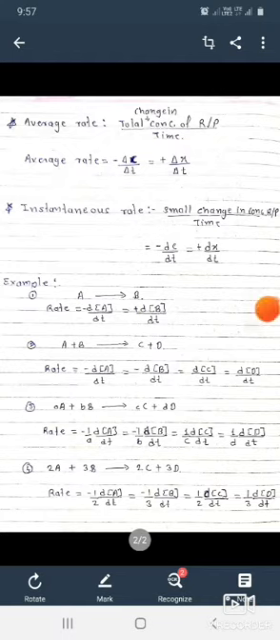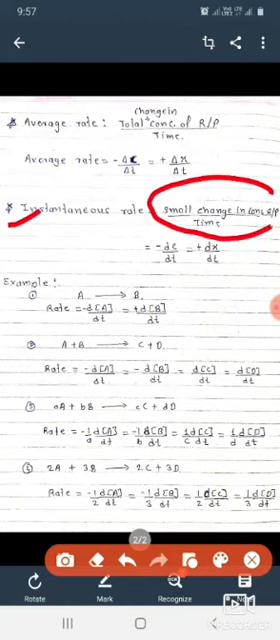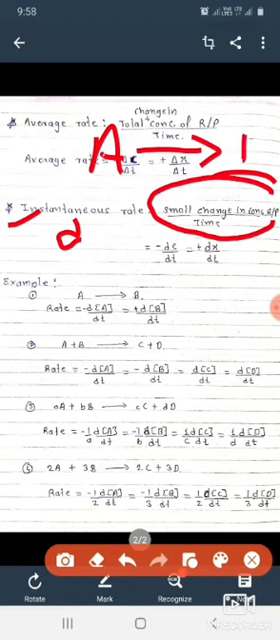The next concept is the instantaneous rate of reaction. In the case of instantaneous rate of reaction, we consider a small change in concentration of reactant per unit time. This small change is indicated by the letter small d. Therefore, the instantaneous rate of the above reaction, A is converted to B, is equal to minus dc upon dt is equal to plus dx upon dt. I have already discussed that the concentration of A is C and the concentration of B is X.